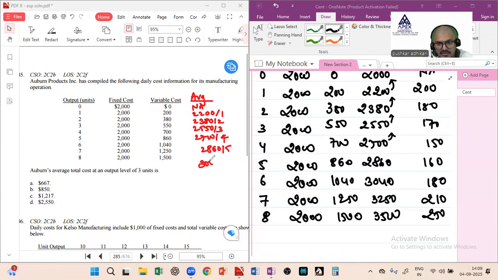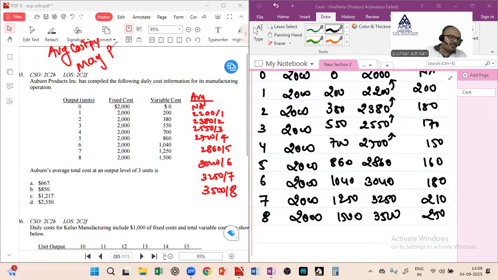It is 3040 divided by 6. It is 3250 divided by 7. And it is 3500 divided by 8. In this one question of the IMA, we revised the entire concept of average cost per unit, and we calculated marginal cost per unit for each of the first, second, third, fourth, fifth, sixth, seventh, and the eighth unit.